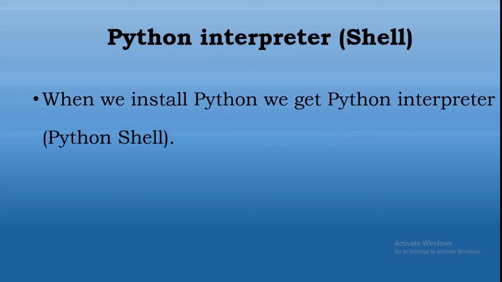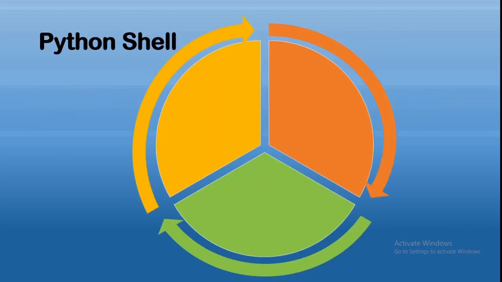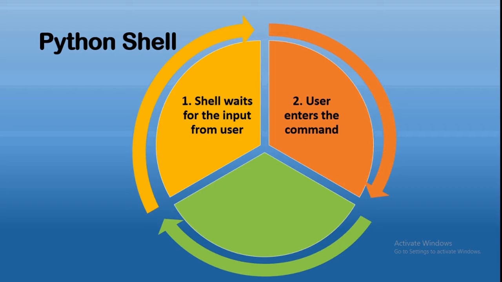When we install Python, we get Python interpreter, also called as Python shell. So how does this Python shell work? The shell waits for the input from the user. When the user enters the command, shell executes the command and displays the result. And the cycle is repeated again and again.